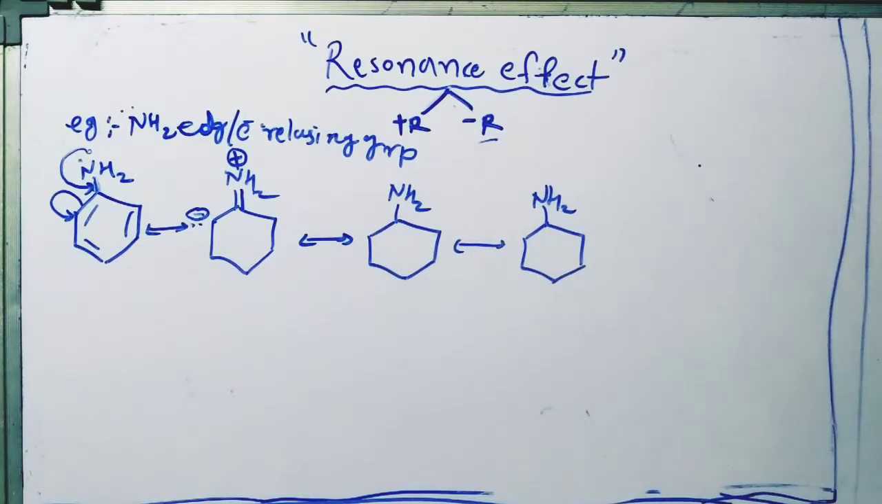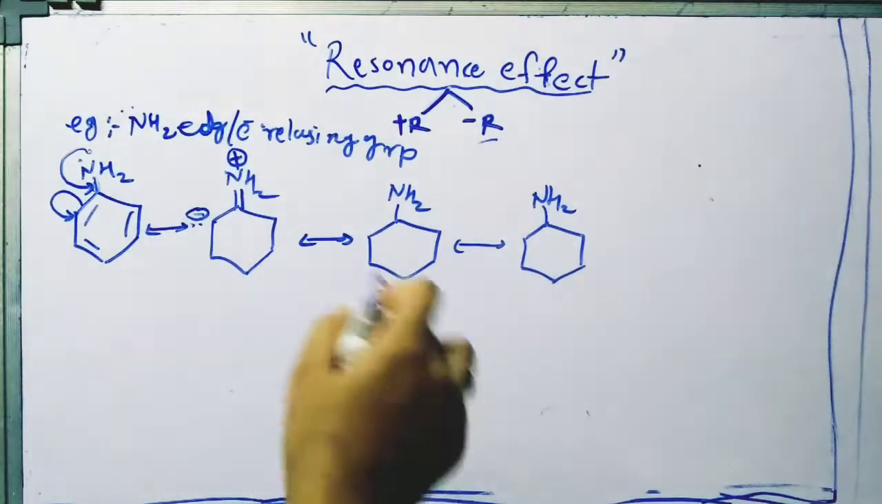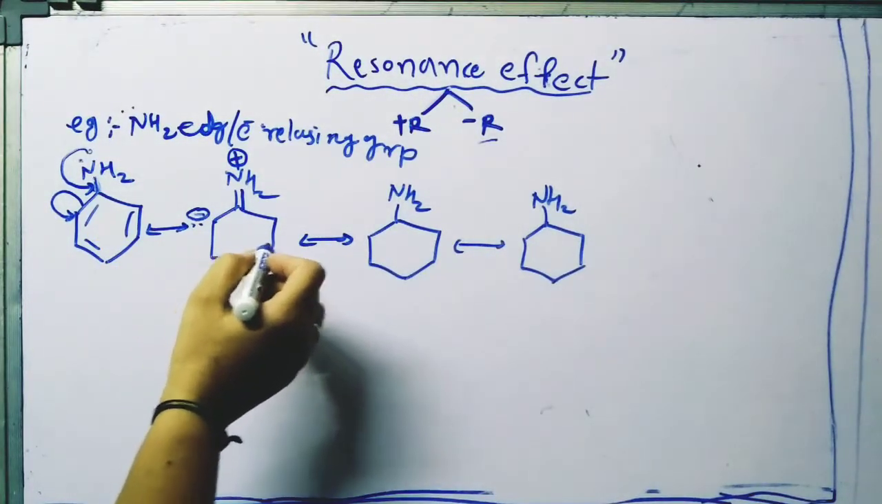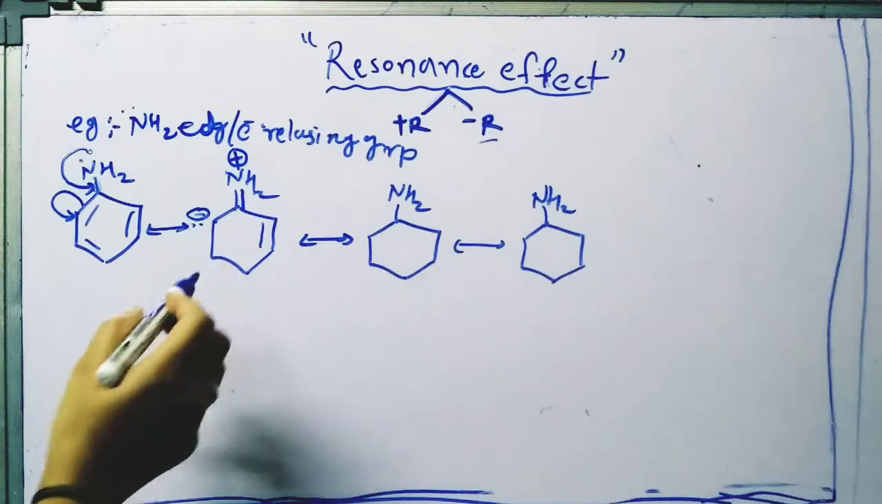We have already talked about the interaction: resonance is the interaction between the lone pair of electrons and the pi bond. So here we get now, in this case, what we got here.